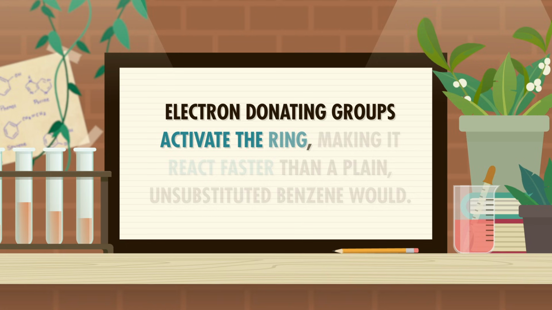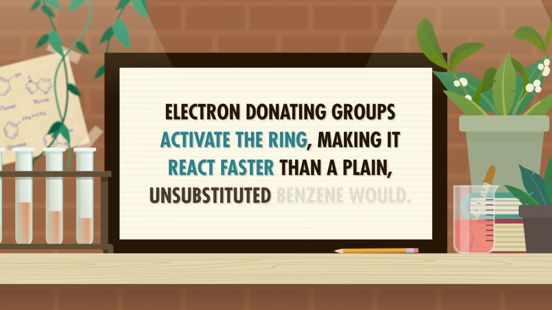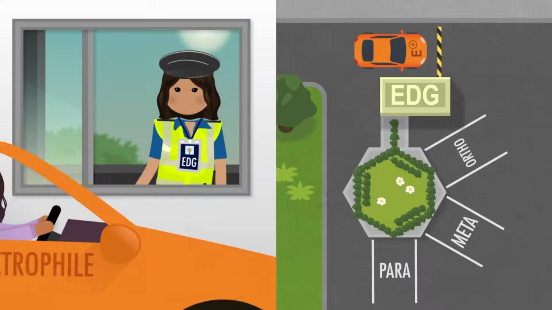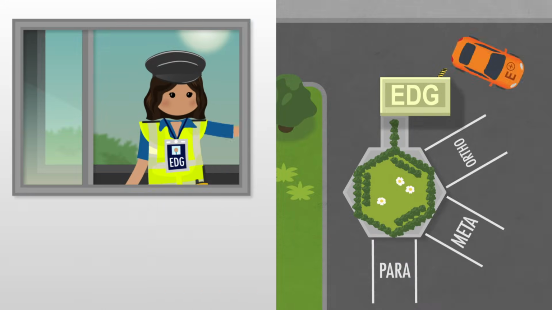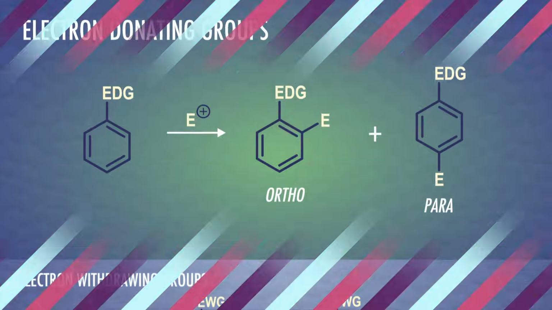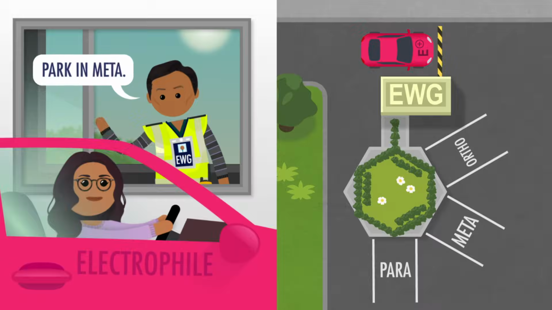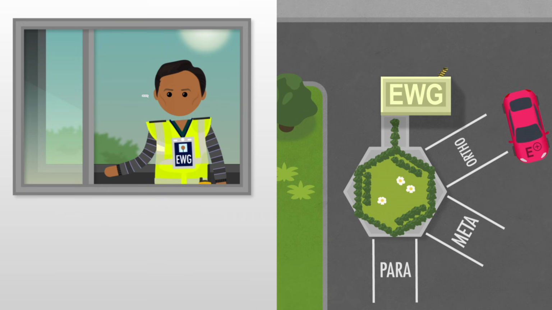Electron-donating groups activate the ring, making it react faster than a plain, unsubstituted benzene would. They push electrons into the ring, making it more nucleophilic and therefore more likely to react with electrophiles in EAS reactions. Also, electron-donating groups direct the incoming group to park at the ortho and para positions. Electron-withdrawing groups, on the other hand, deactivate the ring, making it less susceptible to reaction than plain benzene. They pull electrons from the ring, making it less nucleophilic and less likely to react with electrophiles, which makes reactions slower. Also, electron-withdrawing groups tell the incoming group to park at the meta position.